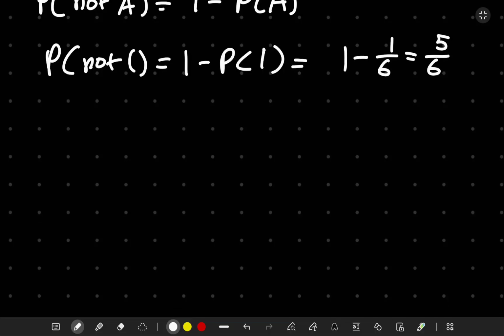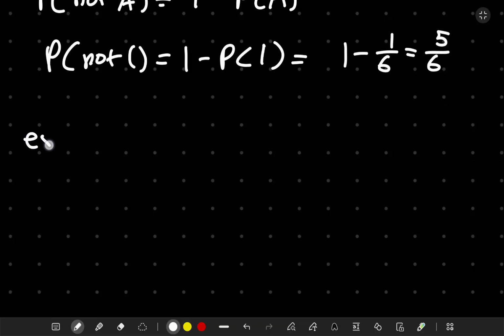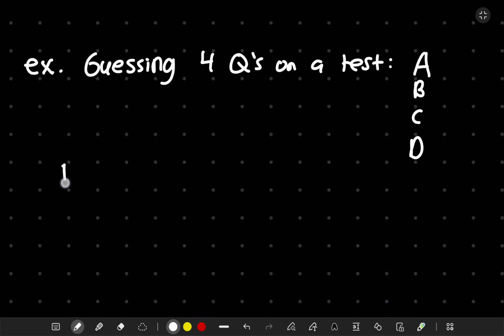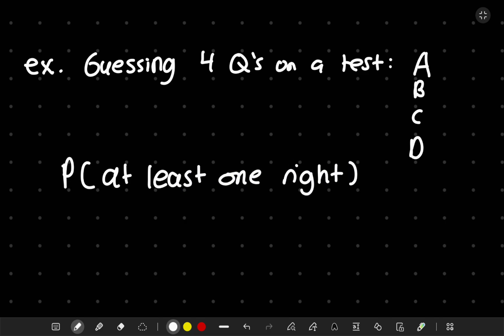Is there a harder example? And the answer is yes. Say, for example, I'm guessing on 4 questions on a test. Let's just say there's 4 answer choices, A, B, C, and D. What is the probability of getting at least 1 right? So you might be asking yourself, wait, isn't it just 1 out of 4? Because I can just get 1 out of the 4 questions.